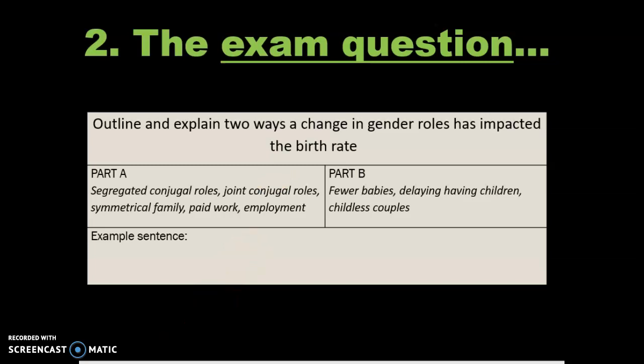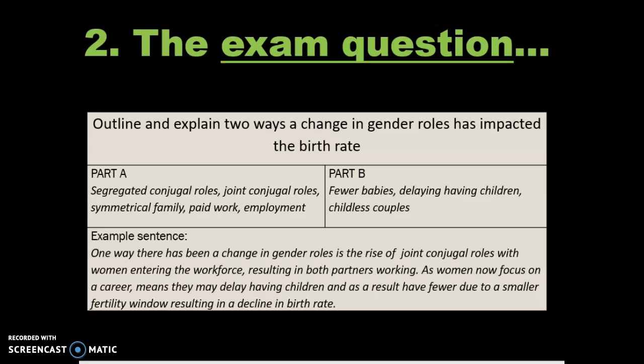So let's have a look at an example sentence to show the application between part A and part B. One way there has been a change in gender roles is the rise of joint conjugal roles, with women entering the workforce, which has resulted in both partners working. As women are now focusing on a career, this means they delay having children, and as a result they have fewer due to a smaller fertility window, which has resulted in a decline in birth rate.